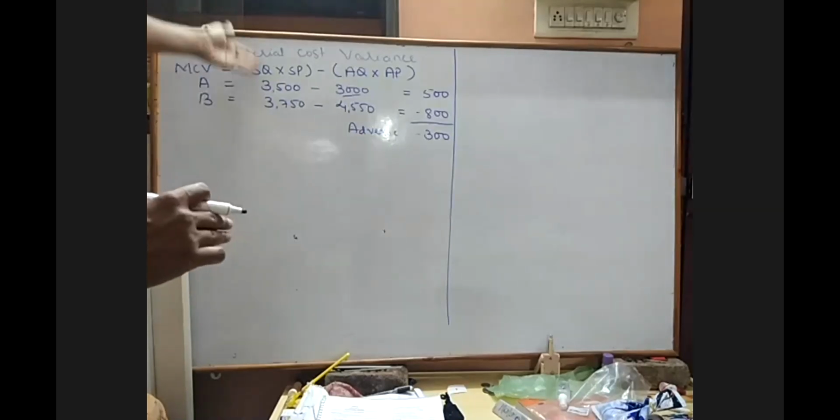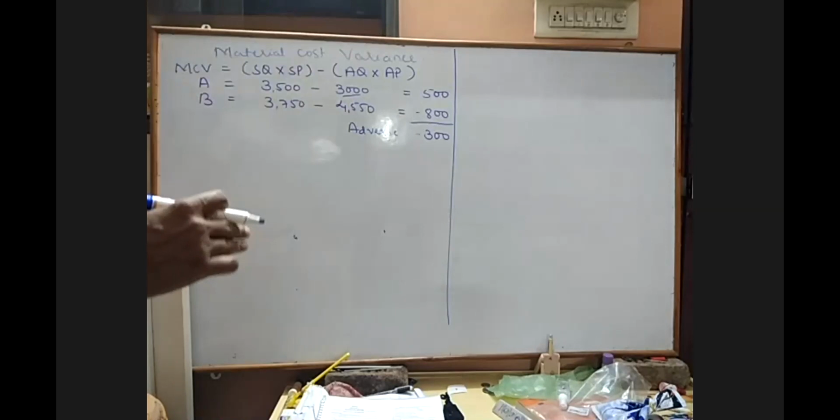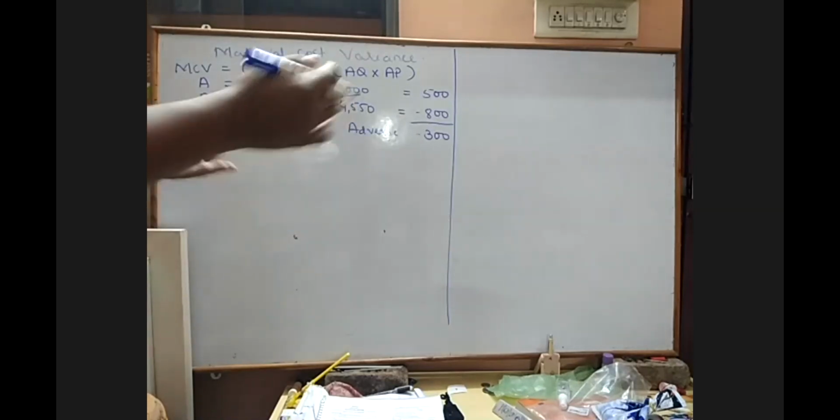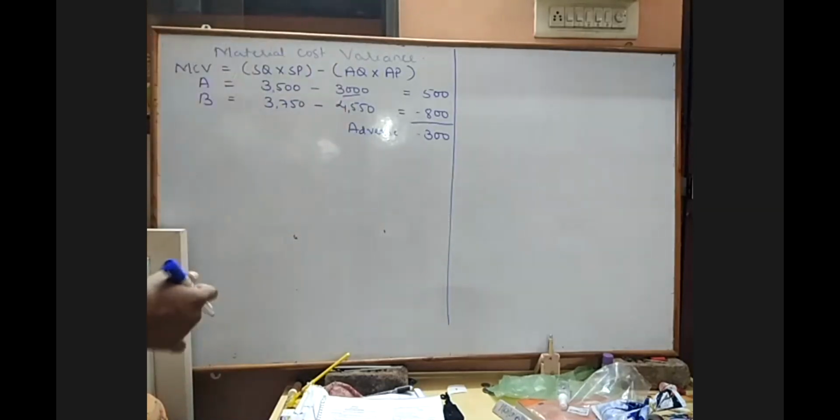If you are finding it confusing, you can again do the same thing, 350 into 10 and 300 into 10. You can do that also. But I thought in order to reduce your efforts, this will be the best way to solve.